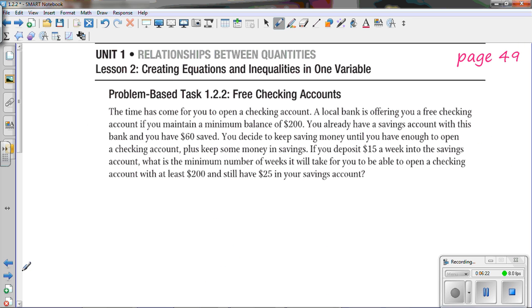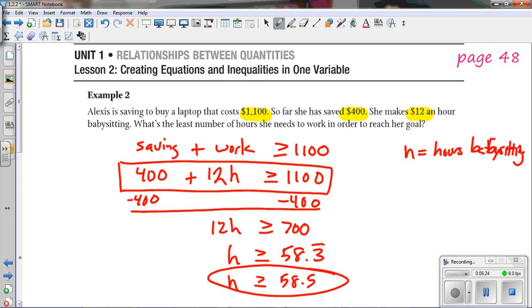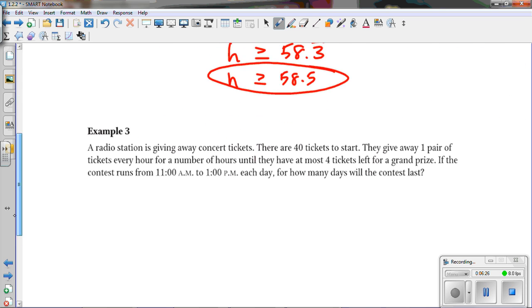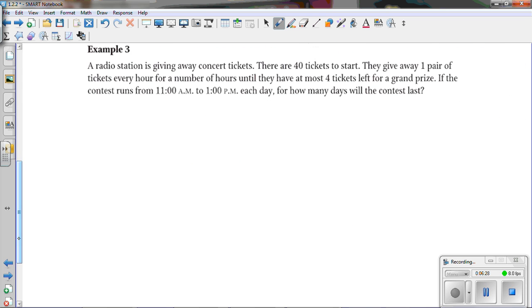Now this one here, whoops, the next one is actually just in the bottom part here, so let's just scroll down. Okay, so this one is a little bit more complex. It says the radio station gives away concert tickets. There are 40 tickets to start. They give away one pair. So again, I'm just going to make a little note. That's 2 tickets.